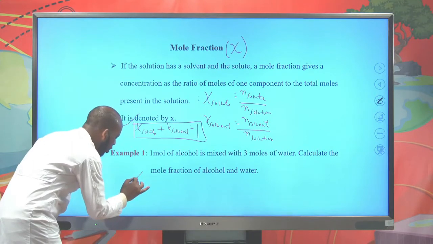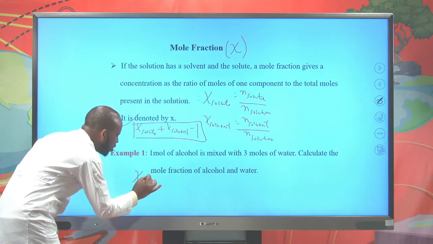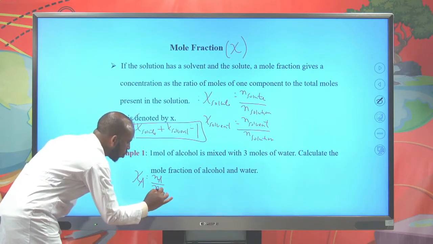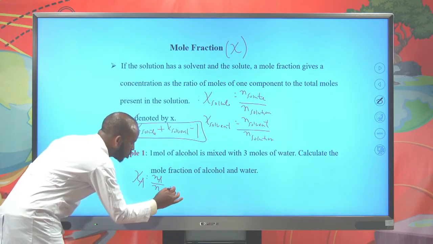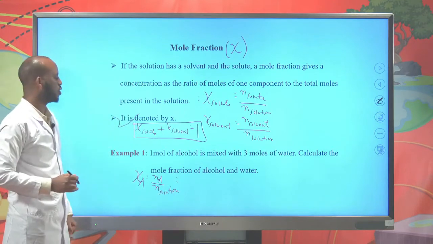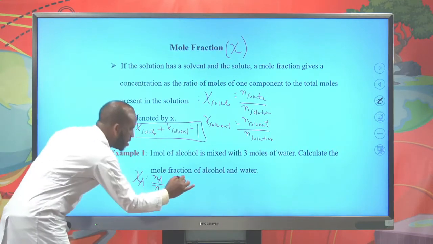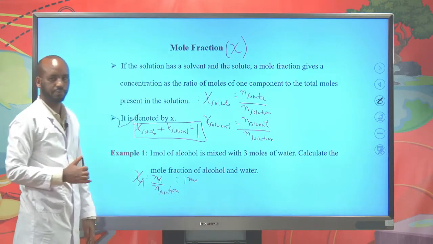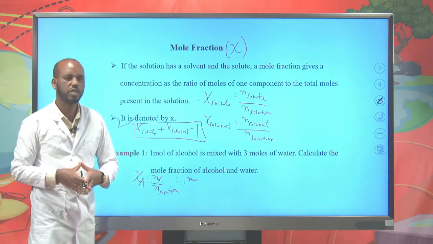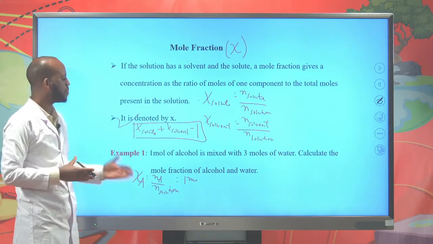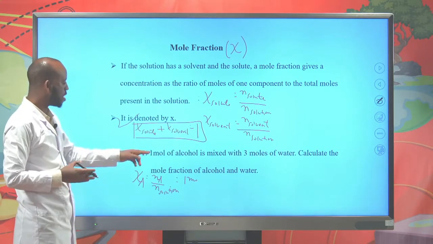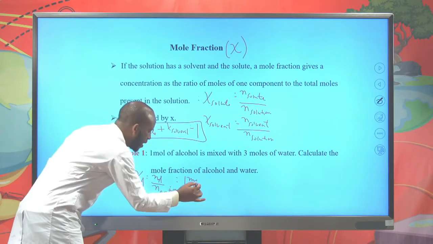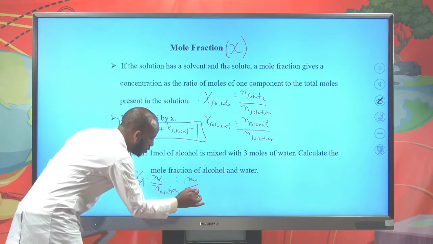Mole fraction of the solute, mole fraction of alcohol, equals number of moles of alcohol divided by number of moles of solution. Number of moles of alcohol is 1 mole, divided by number of moles of solution. Number of moles of solution is number of moles of solute plus number of moles of solvent, which is 1 mole plus 3 moles, is 4 moles.